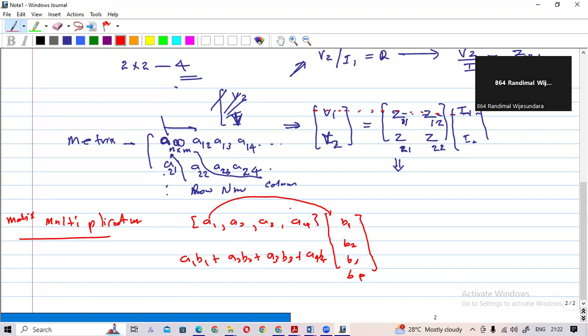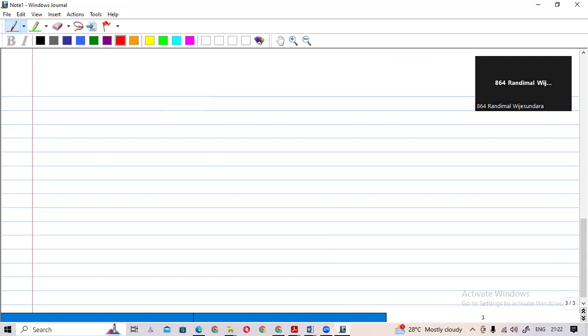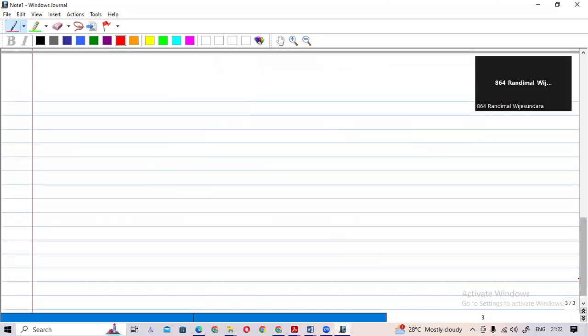Maybe you can remember the matrix multiplication check. If you have an n by m matrix, here you should have an m by x matrix. N by m, m by x. So the resultant matrix will be n by x.